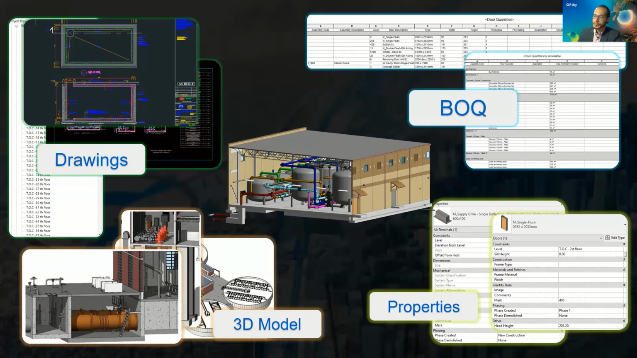So BIM is not about 3D. 3D is just the least value that BIM can add. The 3D visualization is just a simple value that BIM adds, but it's also about having a single source of truth, a single source of information. You can extract whatever drawings you need, whatever schedules, and it has all the properties we need based on the phase of the project.